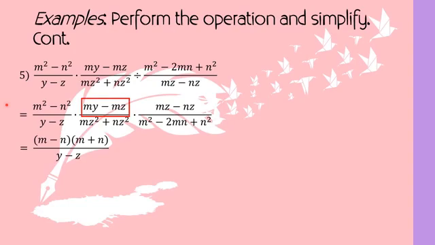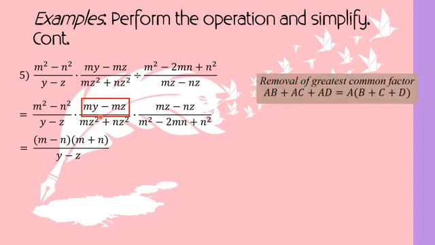Let's factor our next polynomial, that is my minus mz. Observe that in this given binomial, both terms have m. So we apply the removal of greatest common factor, that is m. Factoring out m from the first term, you will have only y in the binomial. Factoring m from the second term, the remaining is negative z. If you multiply these two factors, m times y minus z, you get back the original.